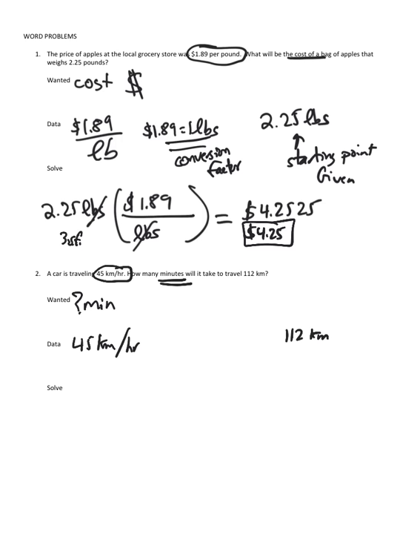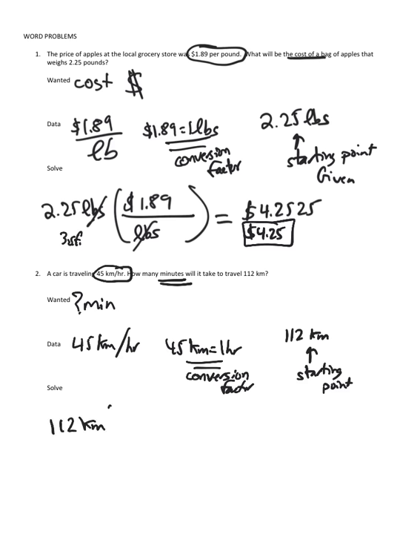So we've got a ratio. We're going to make that into an equivalency. That 45 kilometers is equal to 1 hour. We're going to use that as a conversion factor. The 112 kilometers is going to be our starting point. It's a standalone number or a given. So 112 kilometers. We want to set things up so that kilometers is in the denominator, hours is in the numerator. 1 hour is the same as 45 kilometers.